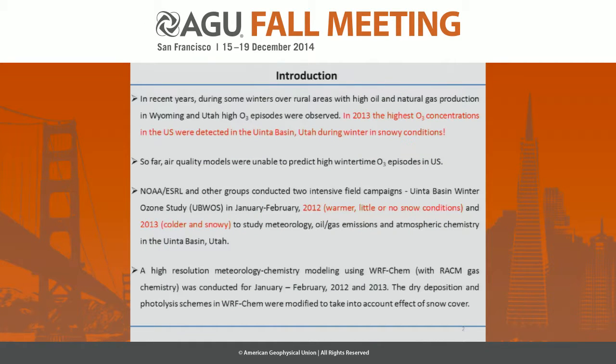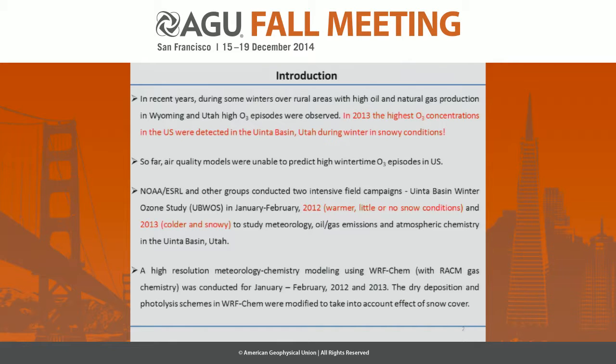So, as you know, in recent years, high wintertime ozone episodes were experienced in rural areas, in Wyoming and then in Utah, where high oil and natural gas production takes place. In fact, during last year, within the entire United States, the highest ozone concentrations were observed not in urban areas, but in a rural area during winter time in Uinta Basin. So far, air quality models have been unable to predict or to reproduce these high ozone events.